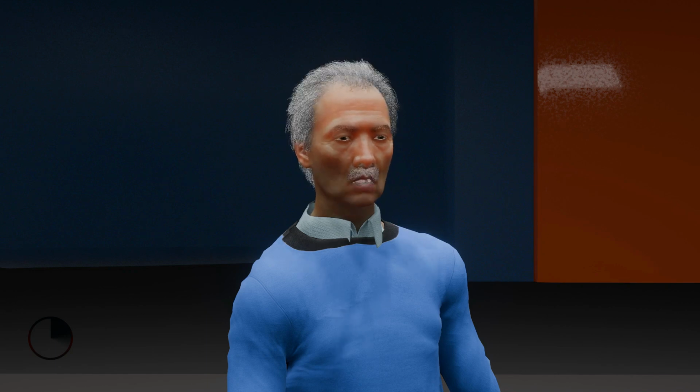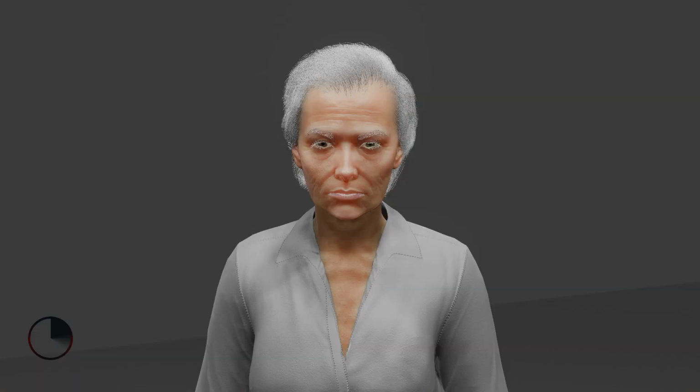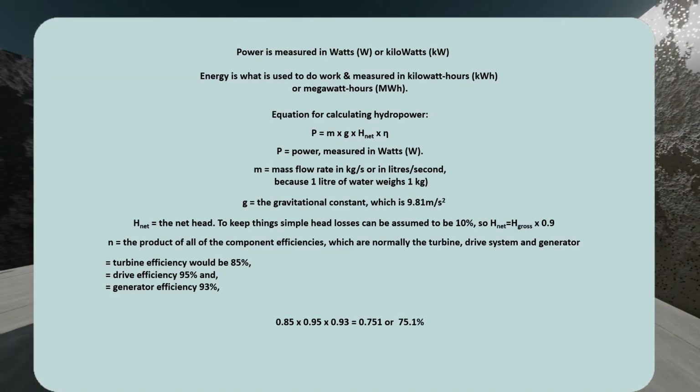Conversely, if the water is falling from a large height, it isn't as important for a large volume of water to flow to the turbines. That said, before we go into some calculations, let's have a look at the following terms.